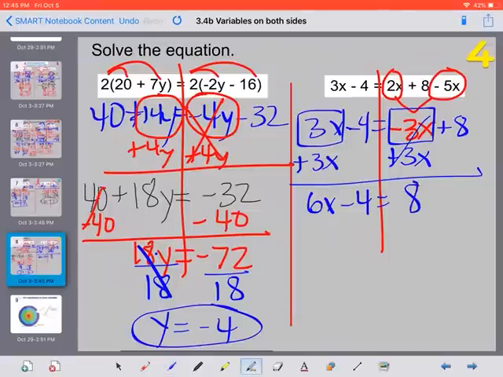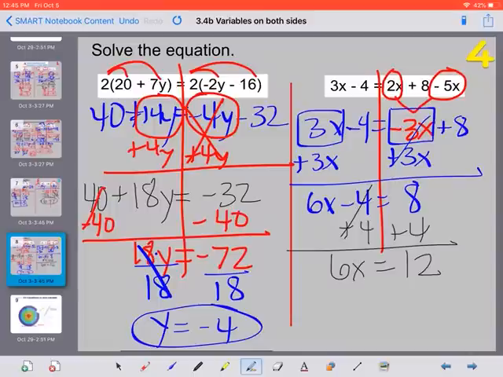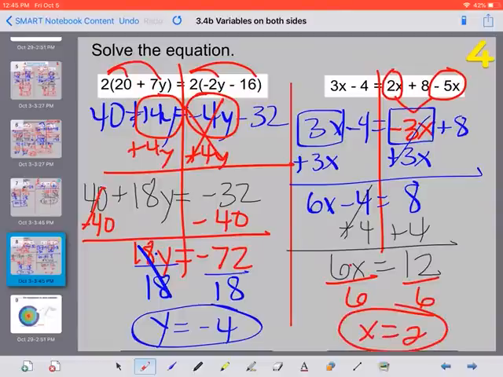We have the x's all together, so I'm going to add 4. Get rid of adding and subtracting. We're undoing our order of operations. 8 plus 4 will give us 12. And then the opposite of multiply is divide. 6 goes into 12 2 times.